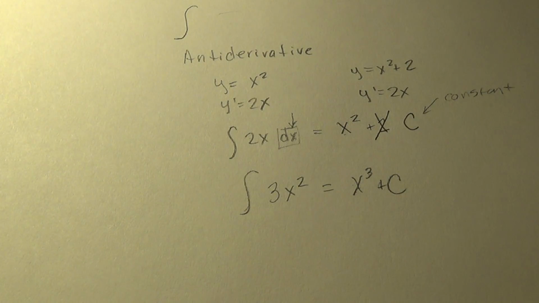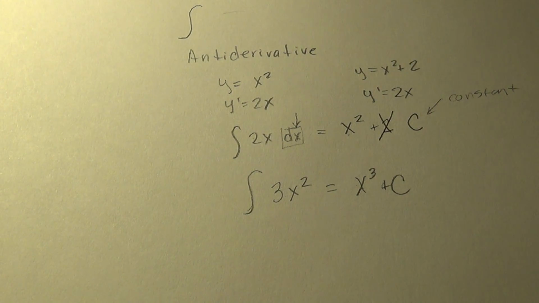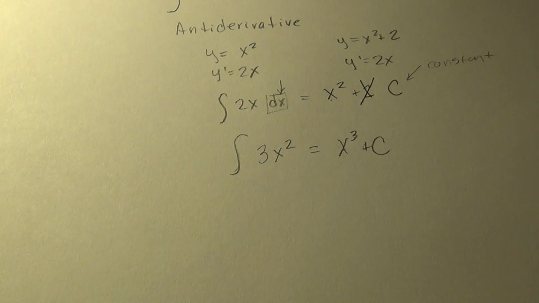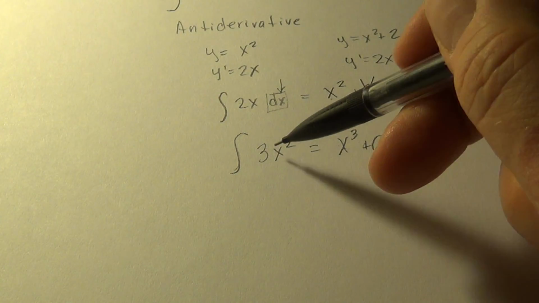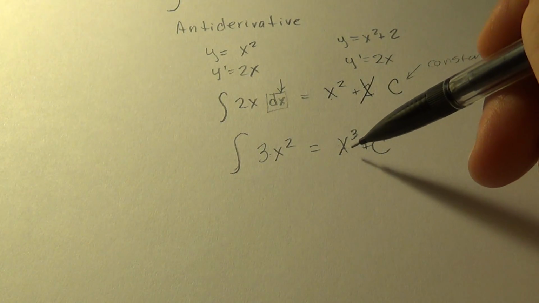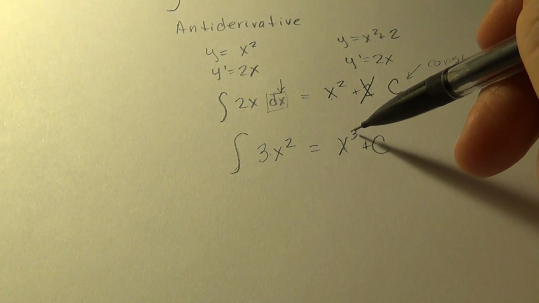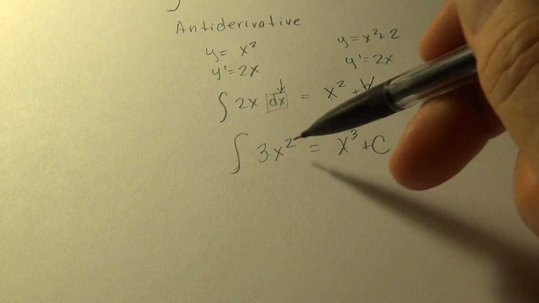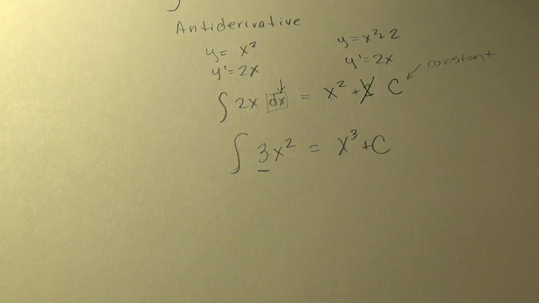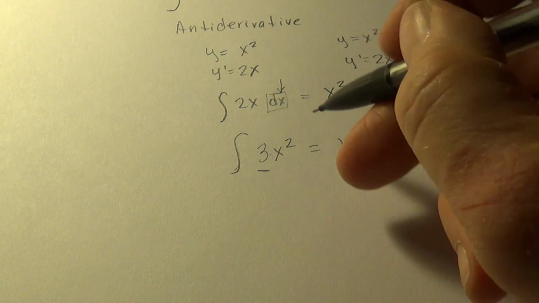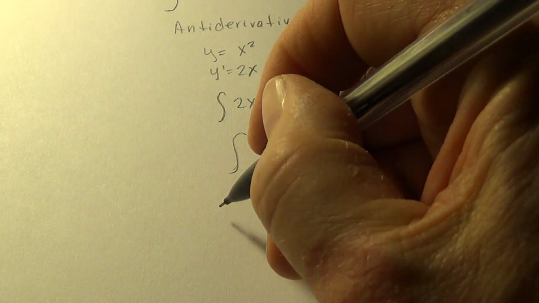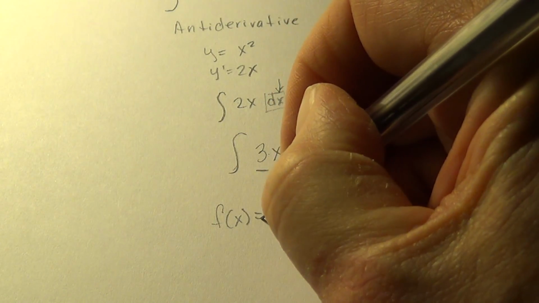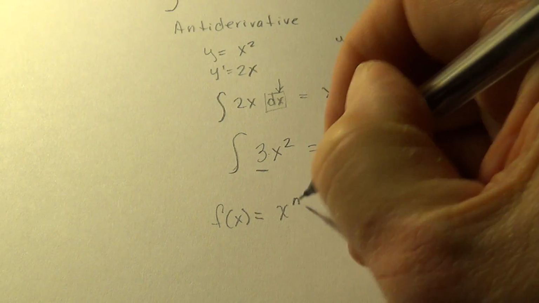Alright, so there are actually rules to help you, so you don't have to always think backwards like that. Notice the relationship here. This went up 1, and this 3, this 3 will be involved. So let me give you the rule and see if it makes sense having seen these two examples. So let's say that a function is given and it's x to the n.